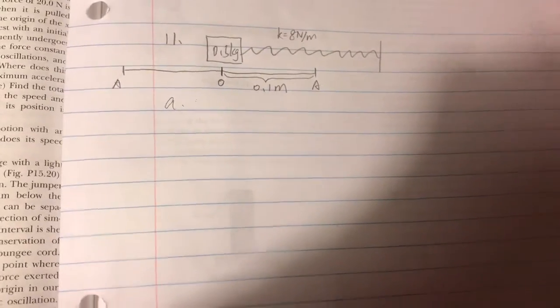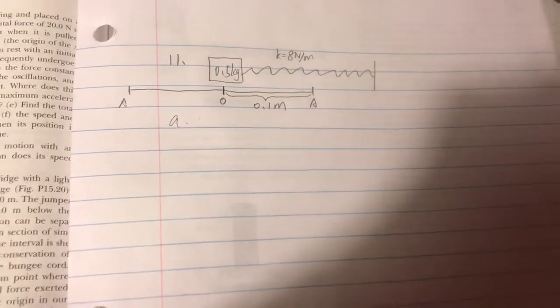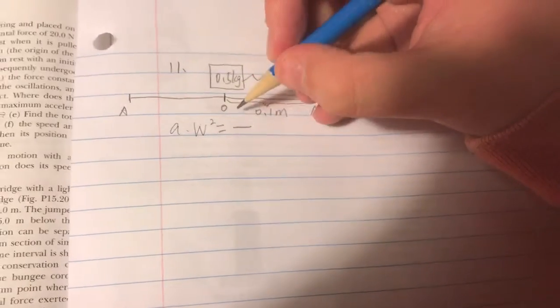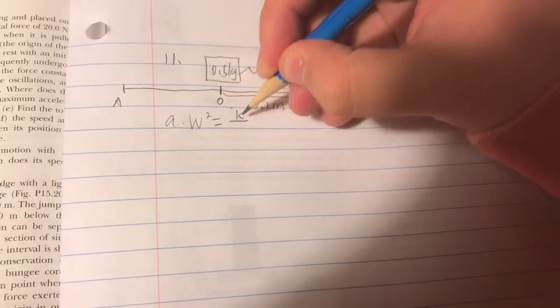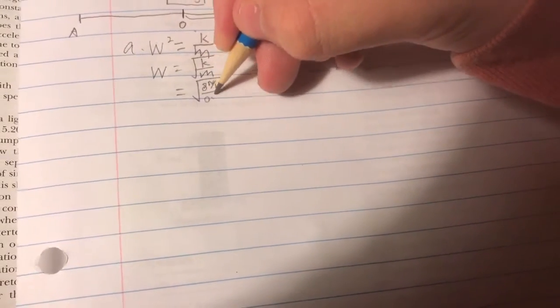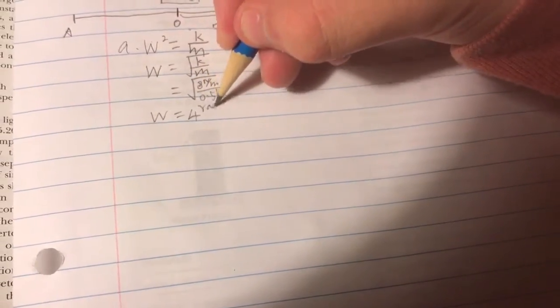To do A, which is to find the maximum value of the speed and the acceleration, we need to first find the angular frequency. Omega squared equals k over m, and omega equals the square root of k over m. In this case, k is 8 newtons per meter and m is 0.5 kilograms. Omega will be 4 radians per second.